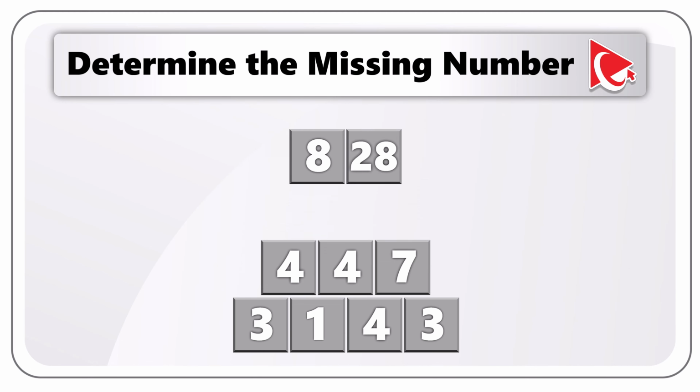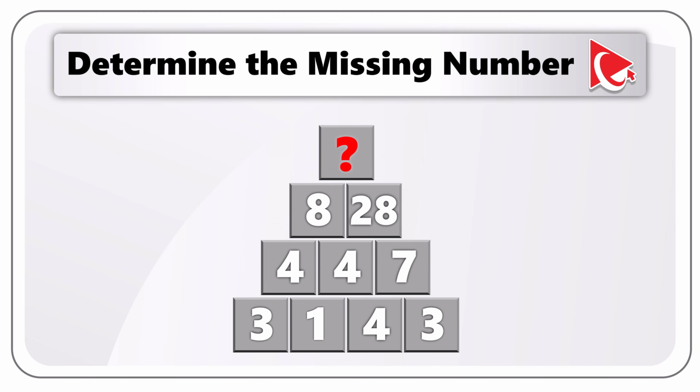You need to determine the missing number located on top of the pyramid. As you might have guessed, the number on top is calculated based on the values of other numbers. The other numbers are 8, 28. In the third row, the numbers are 4, 4, and 7. And in the bottom row, the numbers are 3, 1, 4, and 3.